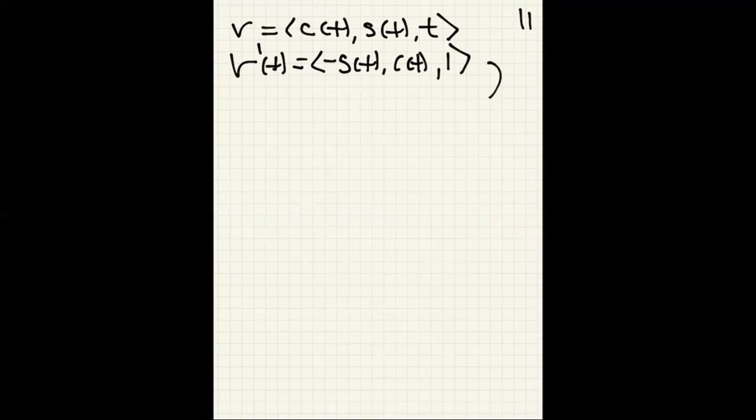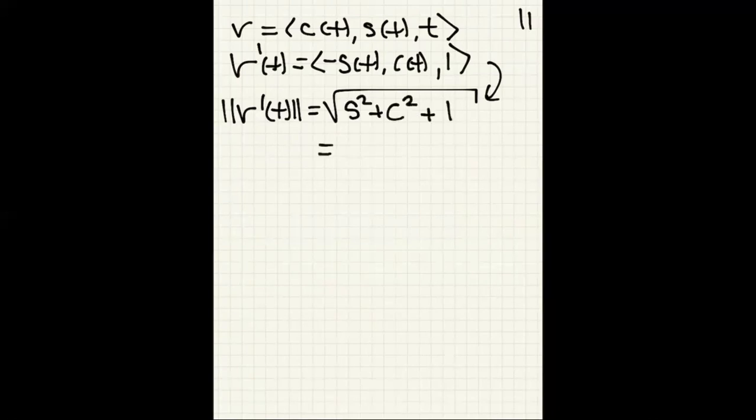And to take a magnitude, I've got to take a square root and add up the 3 pieces squared. So that's going to give me a sine squared plus a cosine squared plus a 1. You can see that's just going to give us the square root of 2. So again, this is kind of nice.